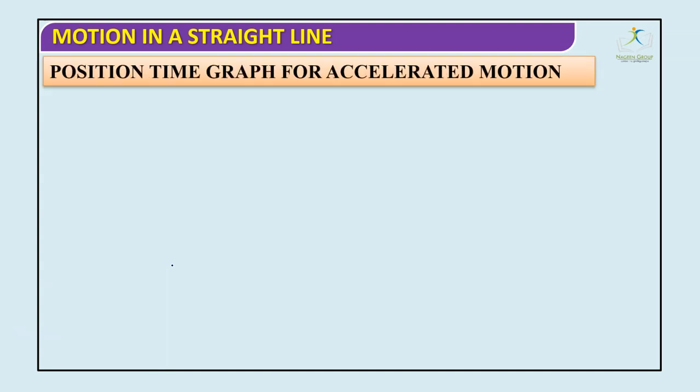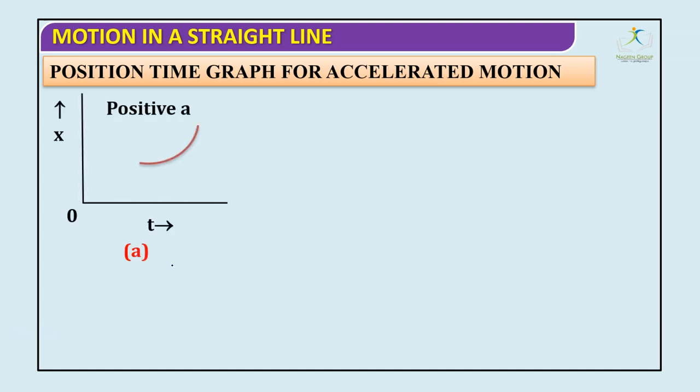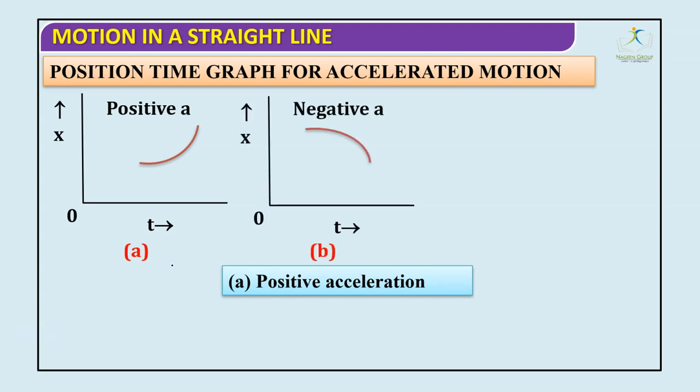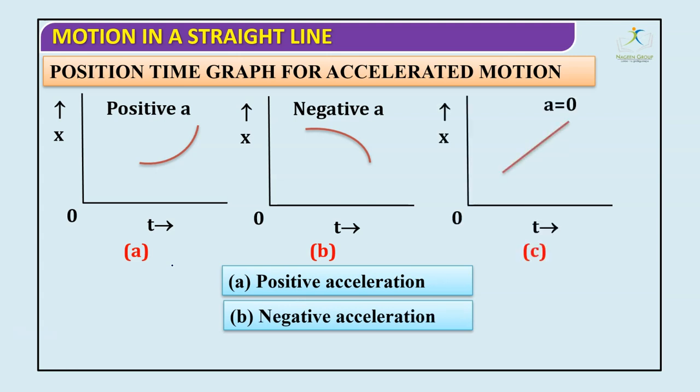Position time graph for the accelerated motion. As you can see, this graph is a positive acceleration, this has a negative acceleration, and this is for zero acceleration.